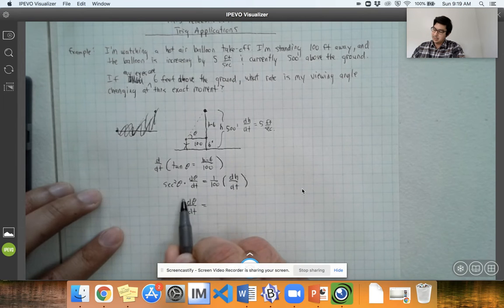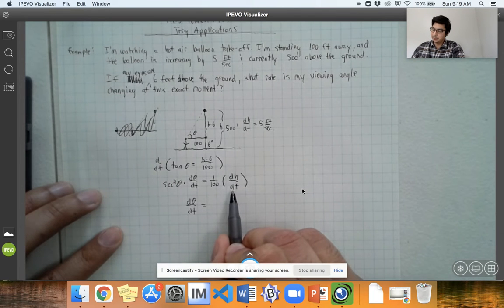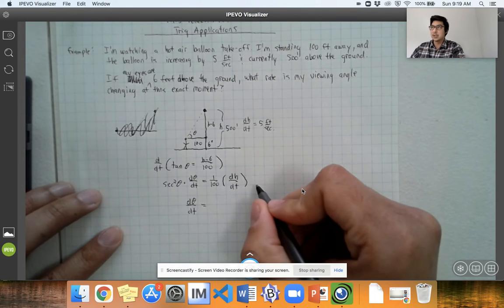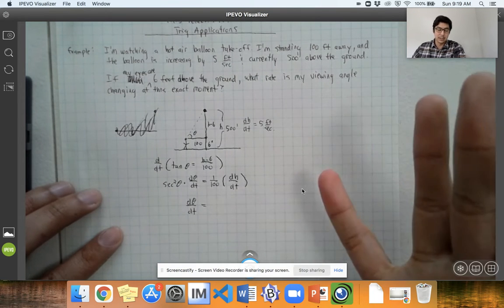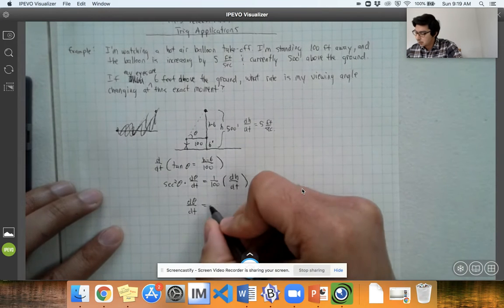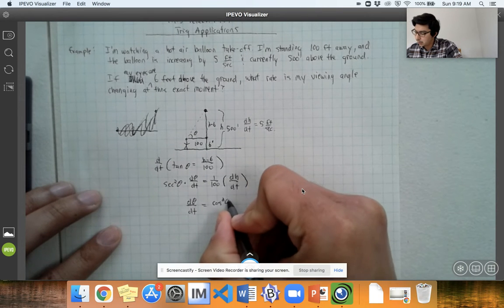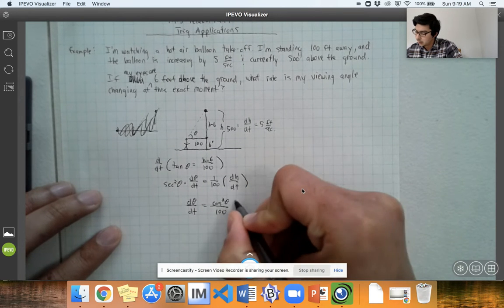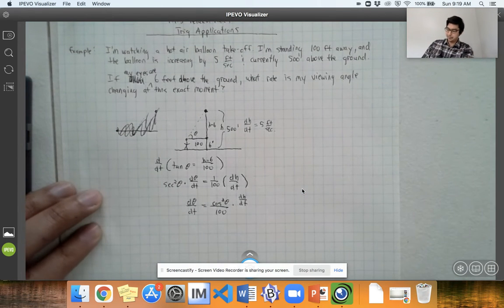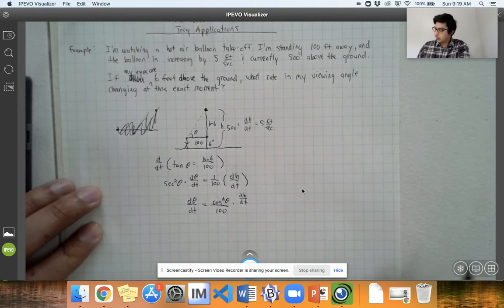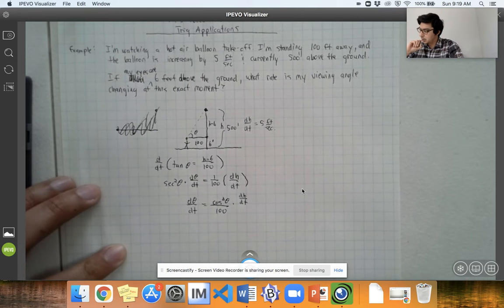So then what I get there is, if I divide secant squared to both sides, just a little trick, I'm going to have a 1 over secant squared. And remember that 1 over secant squared is cosine squared. So I actually can just write this as cosine squared of theta over 100 times dh/dt. Okay, so that's great. Now, how does this help us solve this problem?